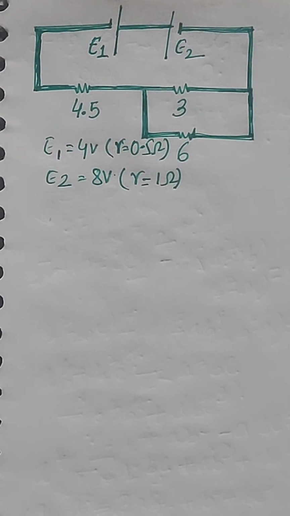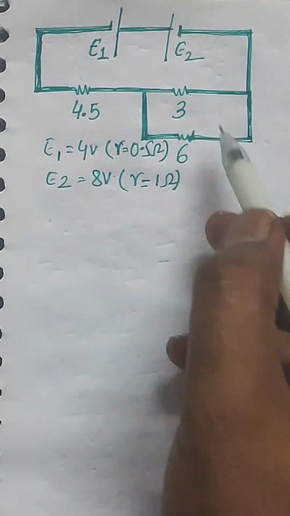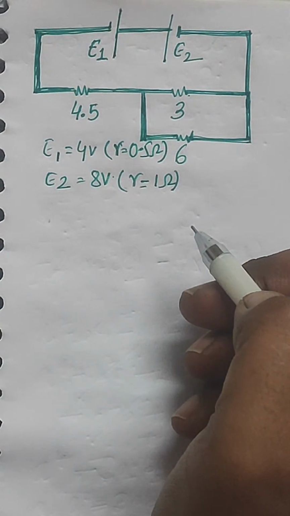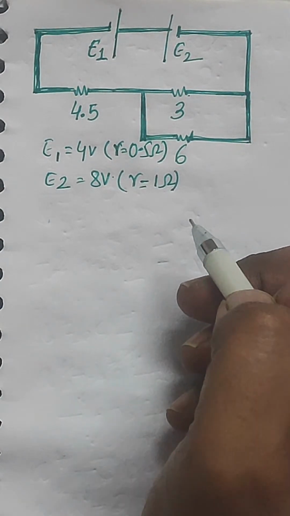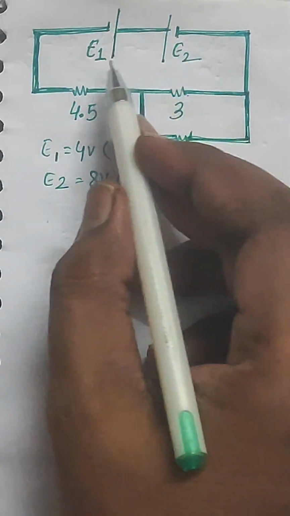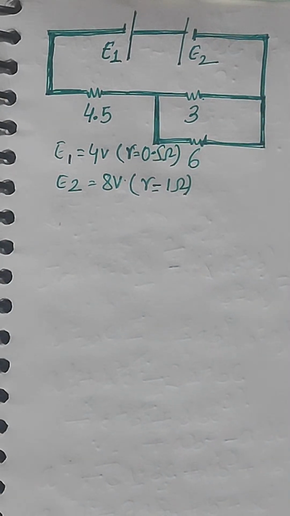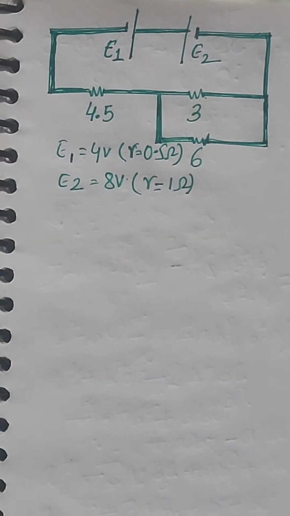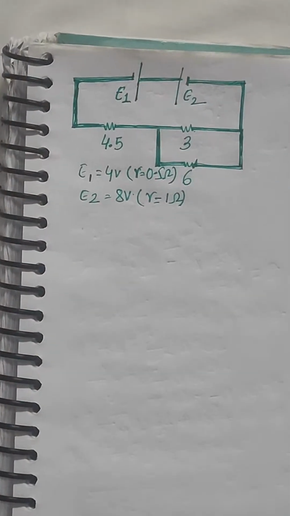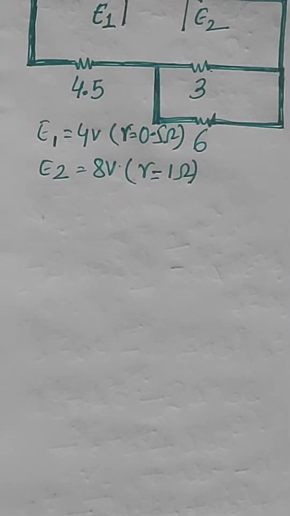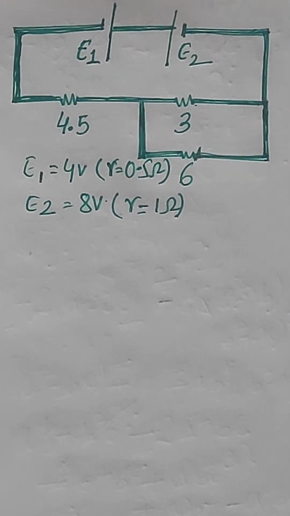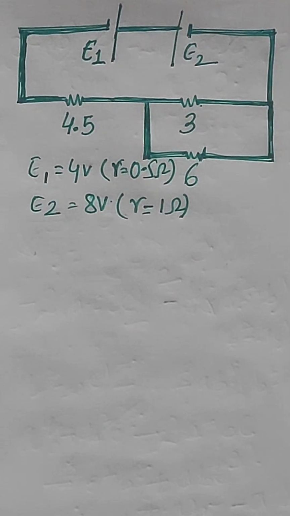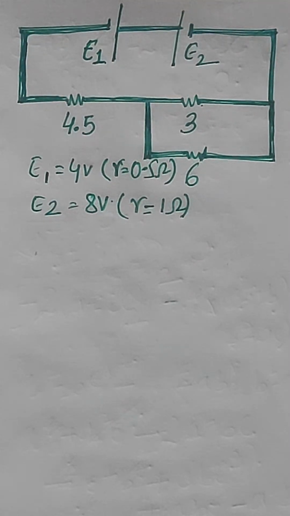Now we need to find the current through each of the resistances, and also the potential difference across each of the given cells. Now what we will do, we can simply apply KVL and KCL over here.